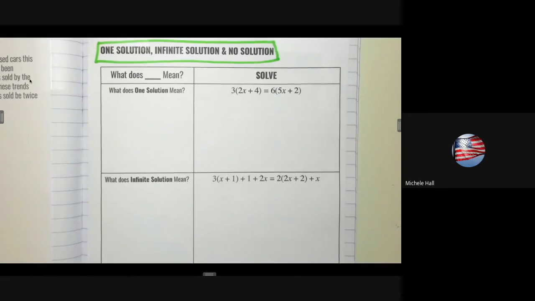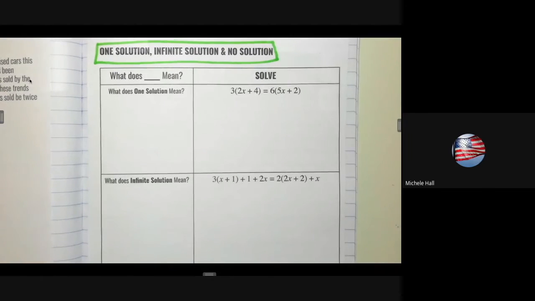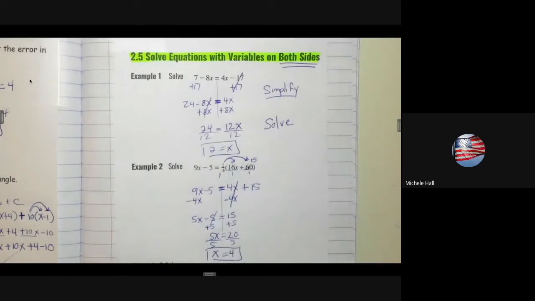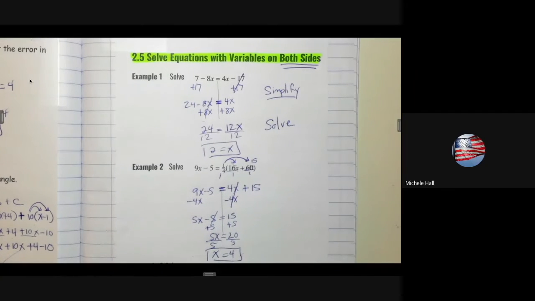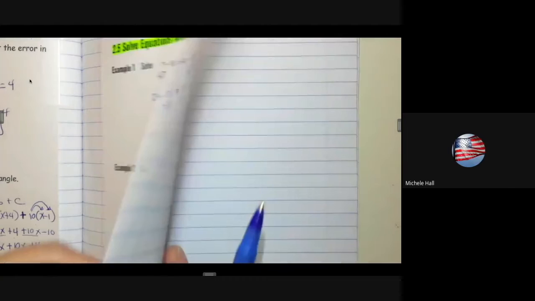All right, one solution would be a problem like this. There's one solution, x equals 4. That's it. There's nothing else. It's one solution. So these are all examples of one solution.